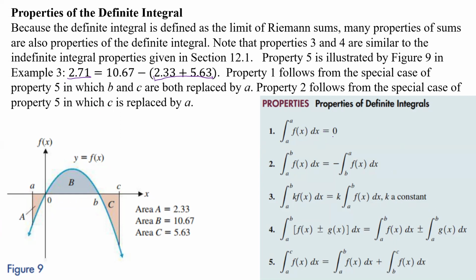Now, property 1 follows from the special case of property 5, in which B and C are both replaced by A. So if we're going from A to A, the area under that is going to be 0. If we have a curve and go from A to A, that's just a straight line. A straight line is not going to have any area, so it has an area of 0.